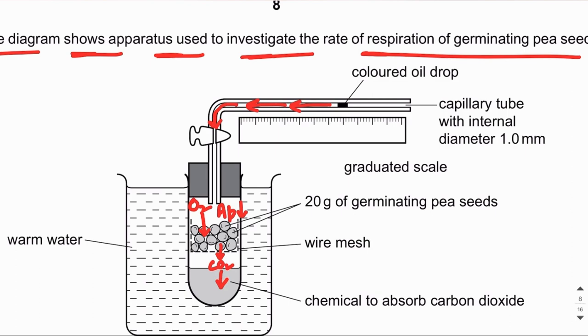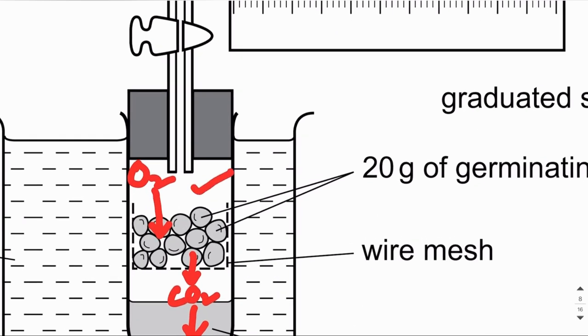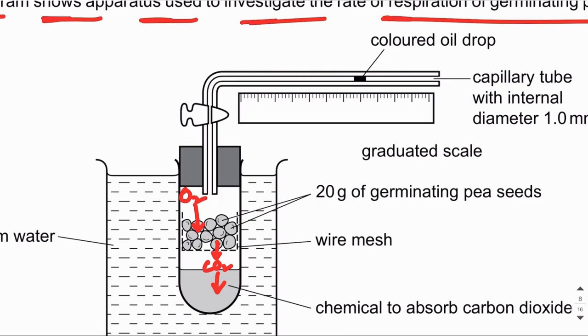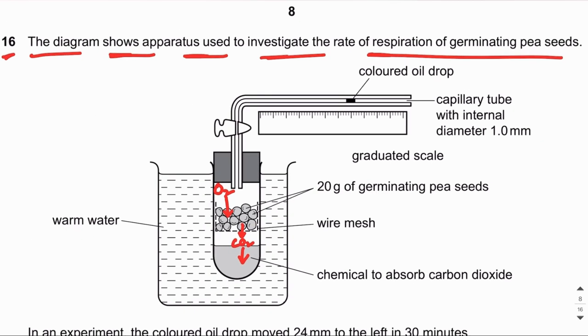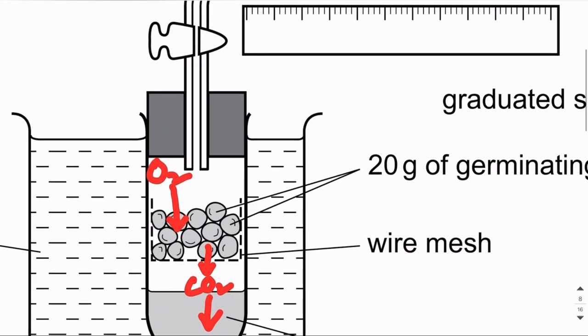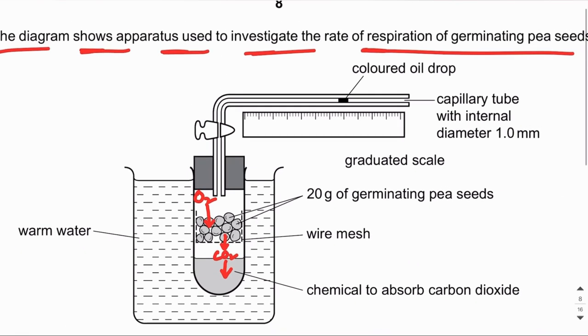And why is the colored drop moving to the left? Because the air is coming from this capillary tube, right? The air that is lost at this point will be replaced by the air that comes from the capillary tube. More precisely, the volume of air that is lost at this point will be replaced by the volume of the air coming from the capillary tube. So we have to find this volume of the air that comes from the capillary tube, because that is equal to the oxygen taken up by the seeds. Do you understand this or no? The volume of oxygen taken up by the pea seeds will be equal to the volume lost from this point, and this will be equal to the volume of gas coming from the capillary tube. Right? So everything is linked.